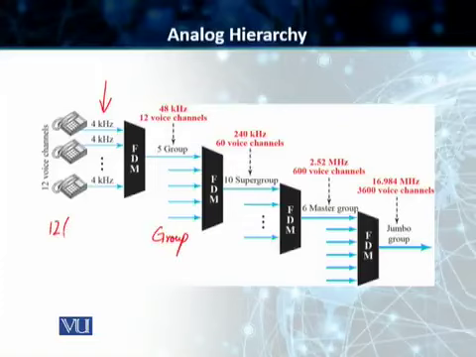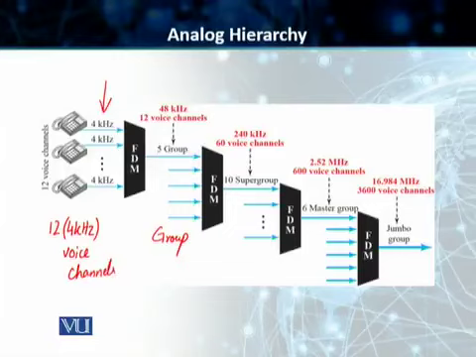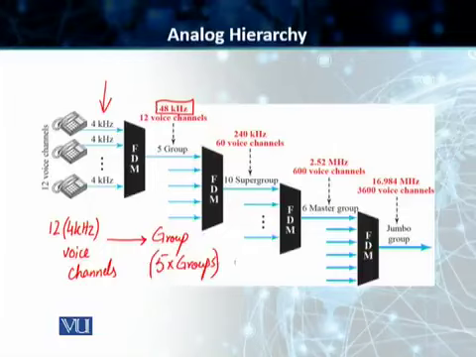We have got 12 4 kilohertz analog voice channels that we have combined to form a group. Now students, the bandwidth of this group is 48 kilohertz. We will then do the multiplexing again. Let me rephrase that. We will multiplex 5 of these groups to form a supergroup.